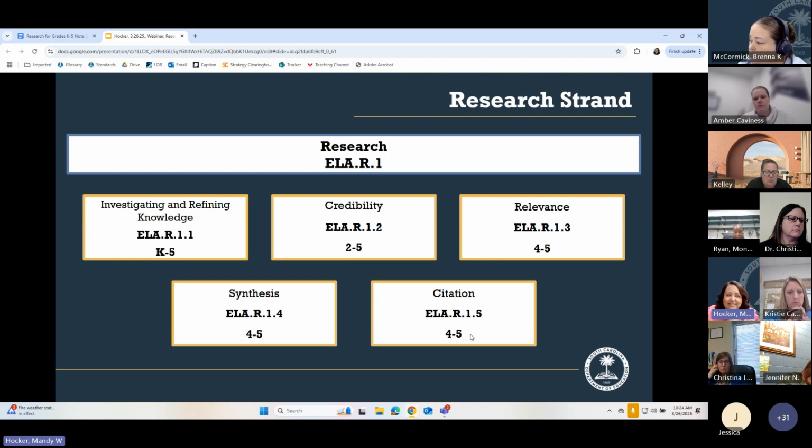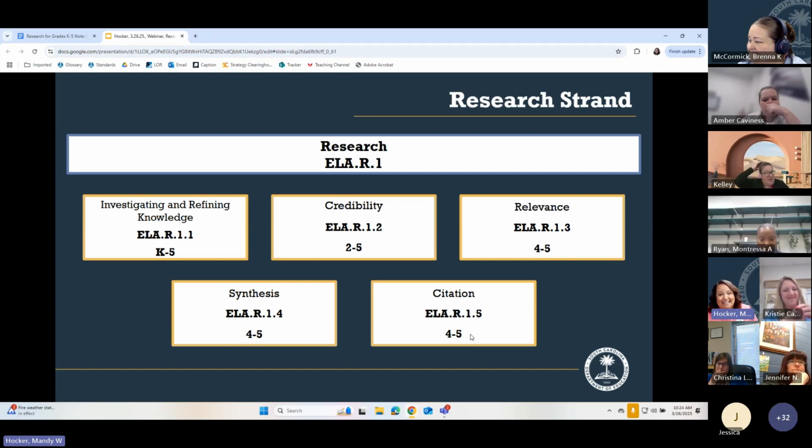Now, obviously, all of these research indicators apply 6th grade through English 4. But what's interesting here is when they enter the expectations at the elementary level. Taking a look at that, that is because of developmental appropriateness. Does anybody agree that maybe citation, synthesis, and relevance are not developmentally appropriate at the kindergarten level?